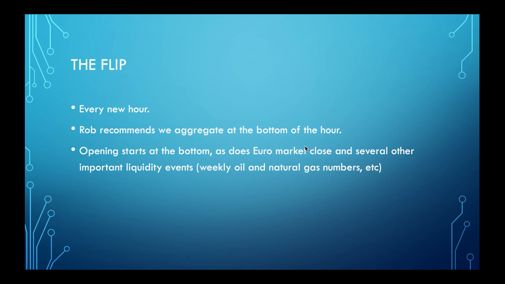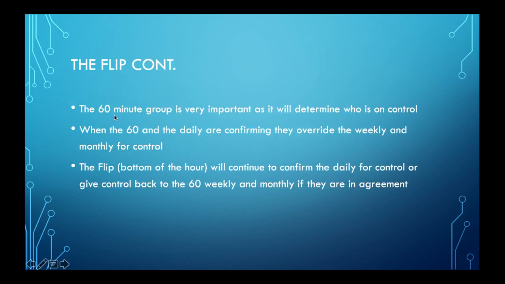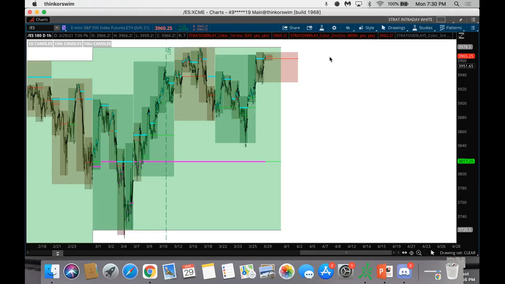Or if there's going to be conflict, perhaps go in the opposite direction, like we talked about with retracements and whatnot. So the 60-minute group is very important, as it will determine who is in control. Now, when the 60-minute and the daily are confirming, they override the weekly and the monthly for control. Inside of each one of these overlays, there's an hourly candle, okay?